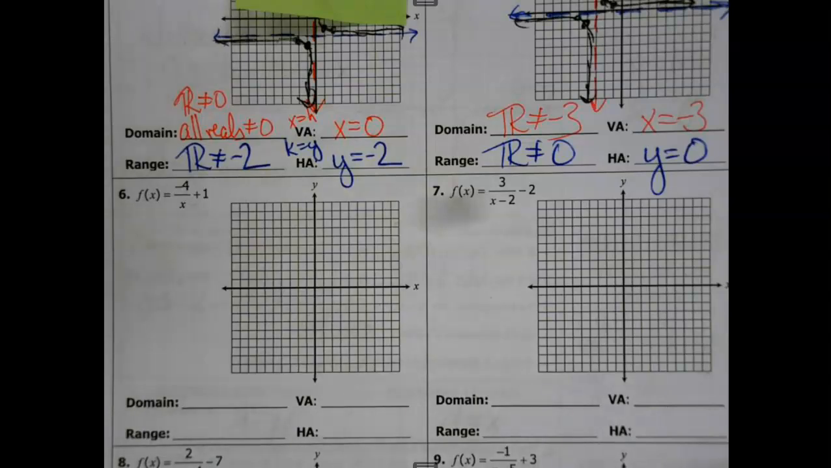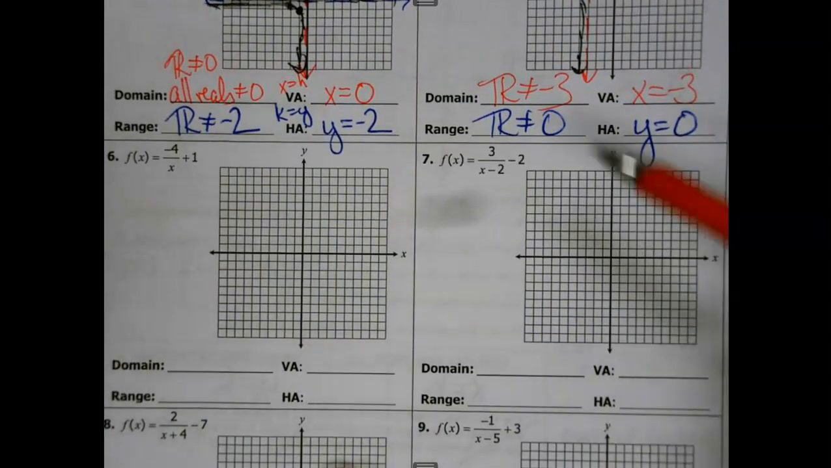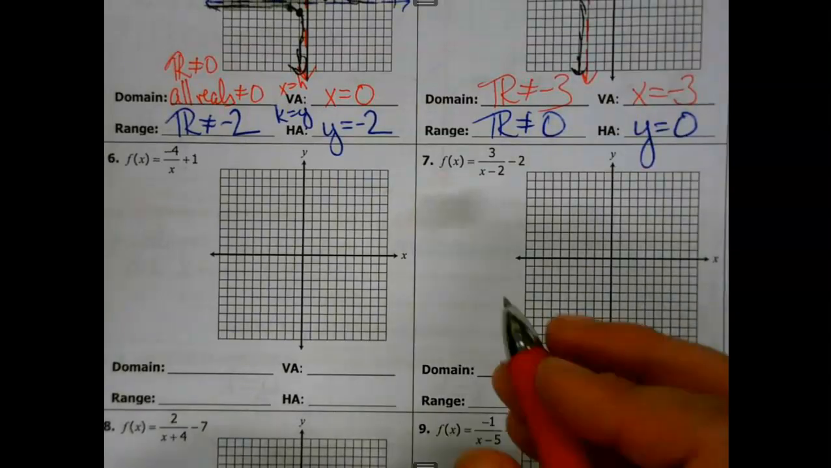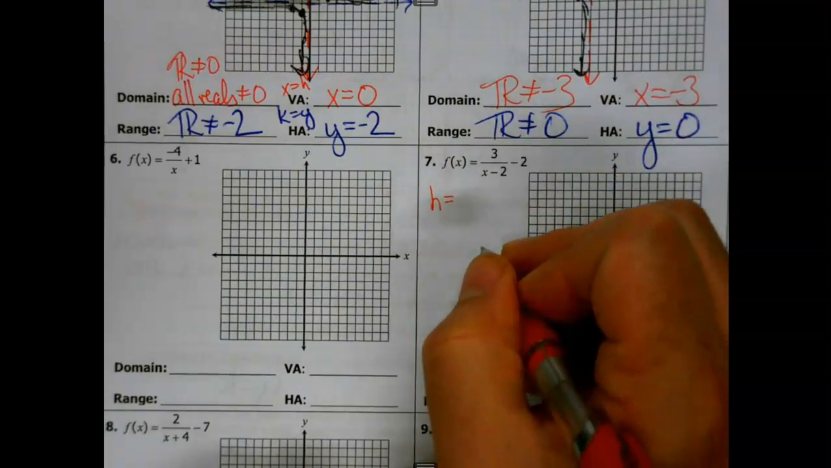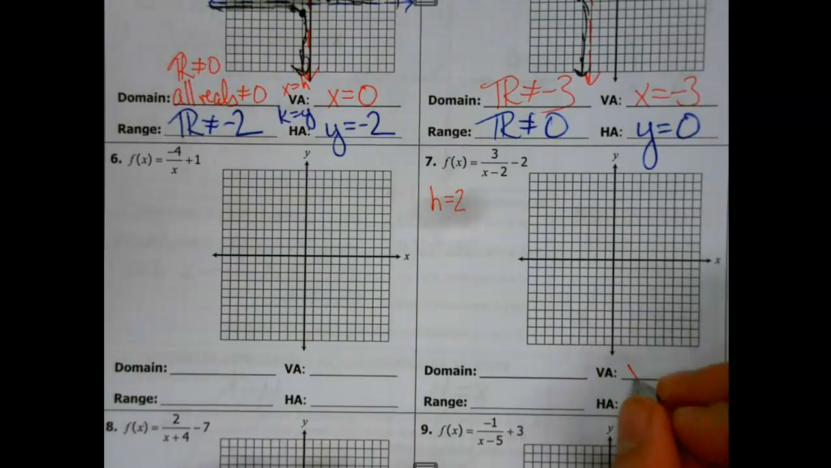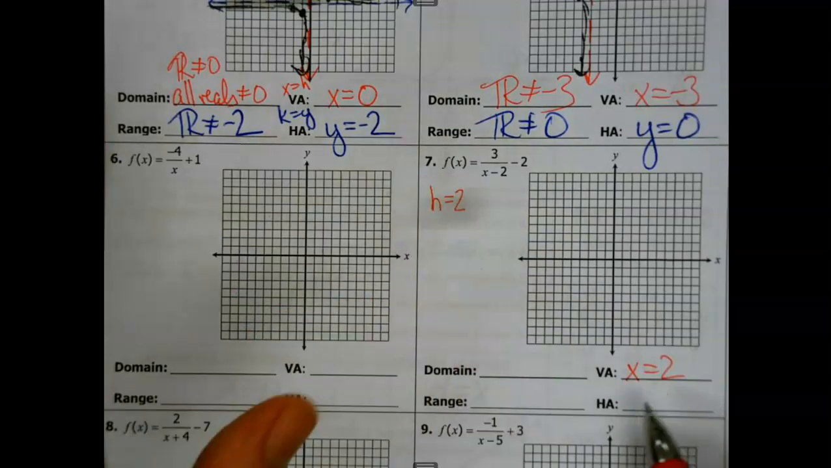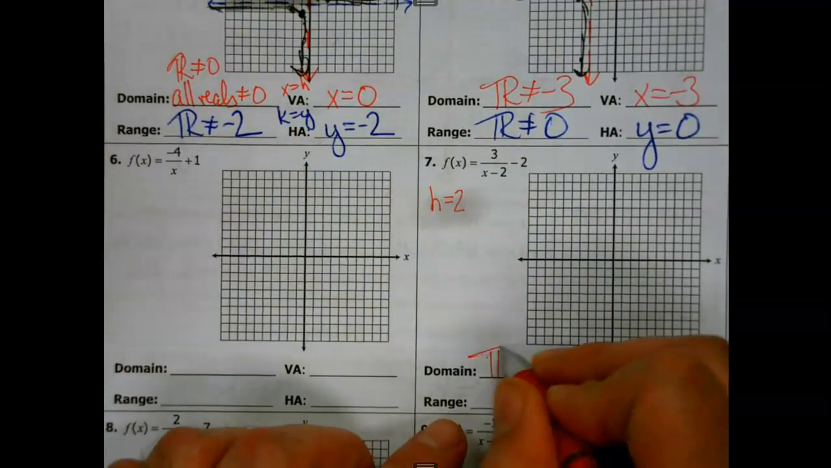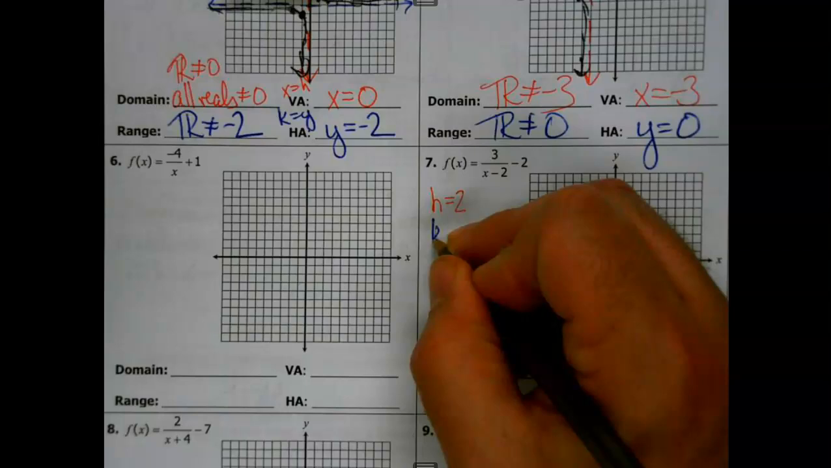What's my vertical asymptote on number 7? Kind of use number 5 to help you. I think I heard it. +2. Yep. Just take the opposite. I'll stop doing the H and K thing over here after this because I think we're going to have this locked in here pretty soon. What's my K value? What's my horizontal asymptote? -2. Oh boy.